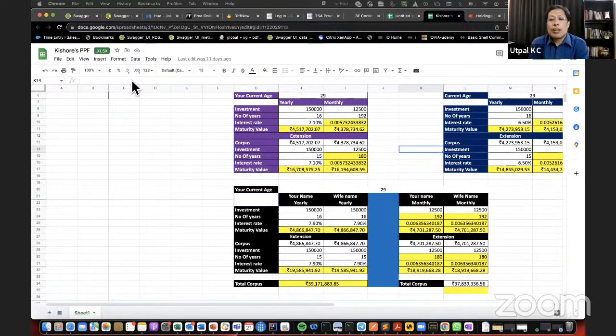If you are able to see my screen, here for 12,500, when I calculate the maturity value after 15 years, it is 43 lakhs. But if you do extension, then it is 1 crore 61 lakhs. So what I have tried.